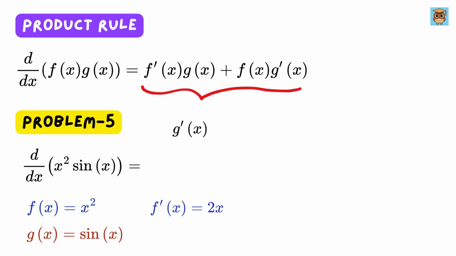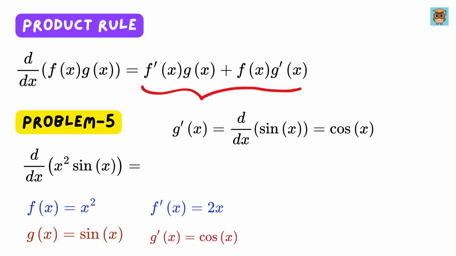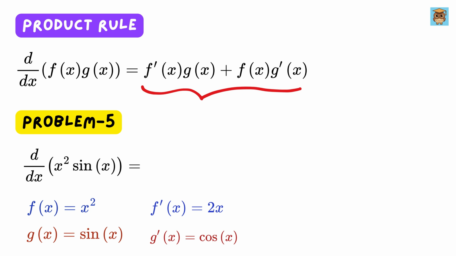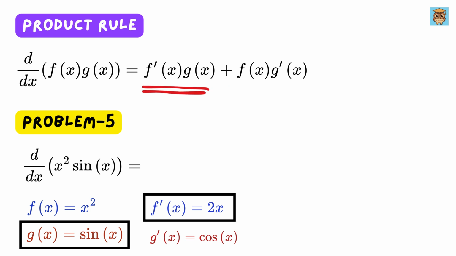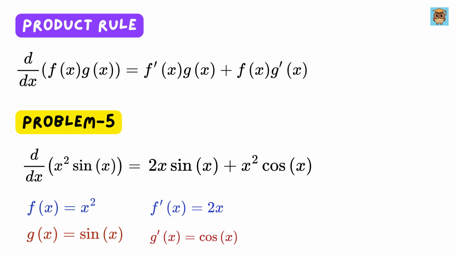Next, we differentiate g, which is sine of x. The derivative of sine of x is cos of x, so g prime is cos of x. Now, applying the product rule, we multiply f prime by g to get 2x times sine of x, and then multiply f by g prime to get x squared times cos of x. Putting these together, the final derivative is 2 times x times sine of x plus x squared times cos of x.